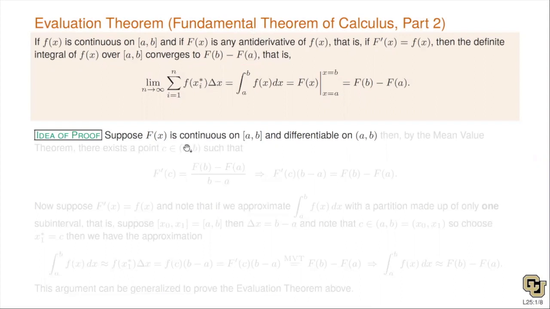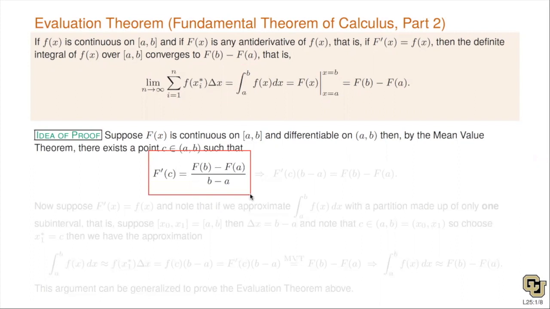So suppose capital F is continuous on the closed and differentiable on the open interval. Then by the mean value theorem, we know there exists a point c in the interval such that F prime of c equals F of b minus F of a over b minus a. So now what I'm going to do is move this b minus a to the other side. And so we get F prime of c times b minus a equals F of b minus F of a. So the F of b minus F of a, that's already starting to look like the right-hand side of our evaluation theorem. Okay, so now let's connect this up to the integral.